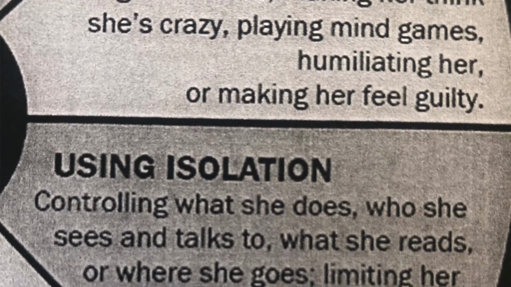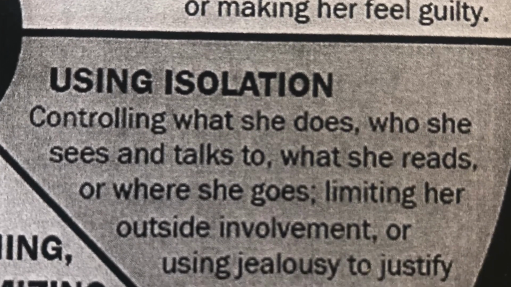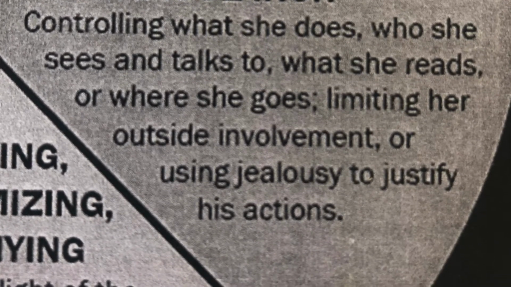So next up on the wheel would be using isolation. This looks like controlling what she does, who she sees and who she talks to, what she reads, where she goes, limiting her outside involvement, or using jealousy to justify his actions. So the abuser is basically just trying to keep you away from others so that the victim doesn't have anyone to confide in. It also keeps them from hearing another perspective. If you've only got the abuser's voice, it's much easier for that person to control what you believe or what you think.